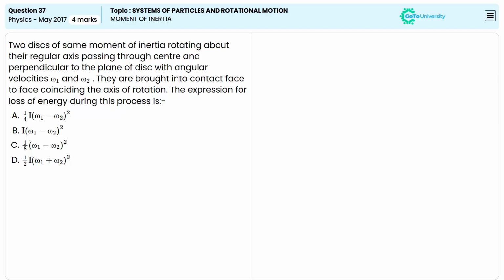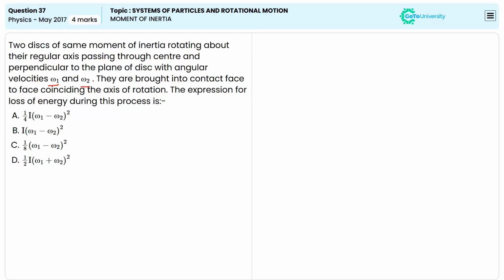Which expression is correctly representing the loss of energy during a given process? It's given in the question. Two disks which have the same moment of inertia are rotating about their regular axis passing through the center and perpendicular to the plane of the disk with angular velocities omega 1 and omega 2, and they are brought into contact, coinciding with the axis of rotation as well.